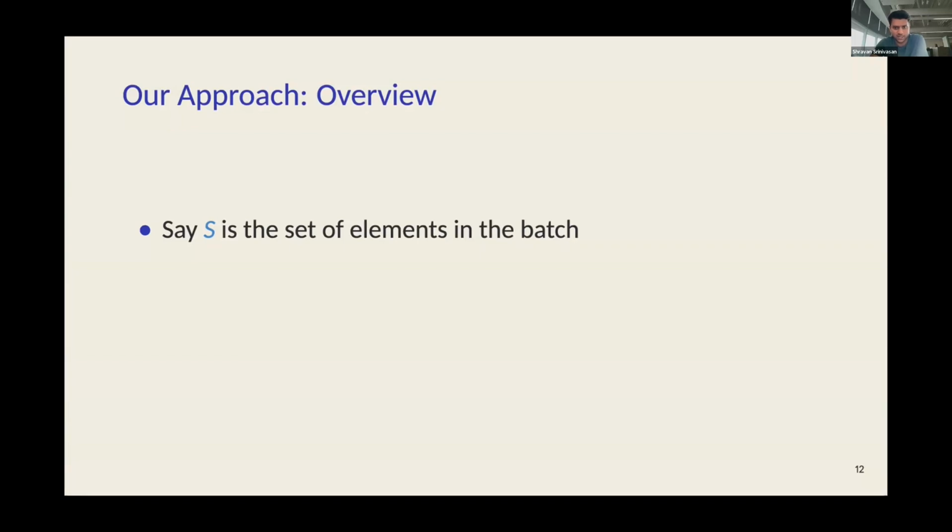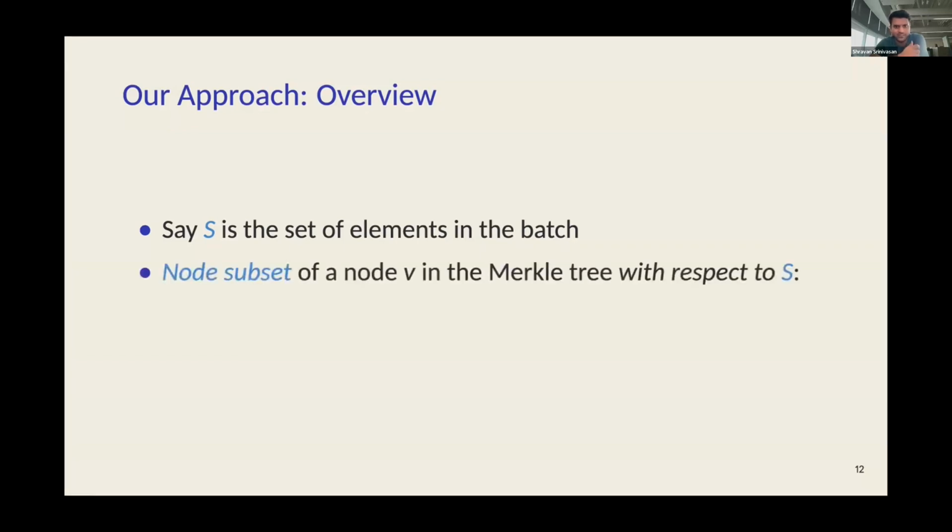Say S is the set of elements that are in the batch. We define something called a node subset. A node subset is defined with respect to the set S over which the batched elements are proved. Every node in the Merkle tree is going to have this value called node subset. It's going to be a subset of S, where at node V, it's going to be the values that are part of the subtree rooted at V. I'll show this with a figure, which will make it much clearer.